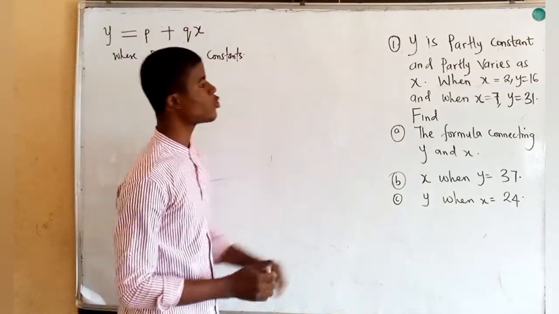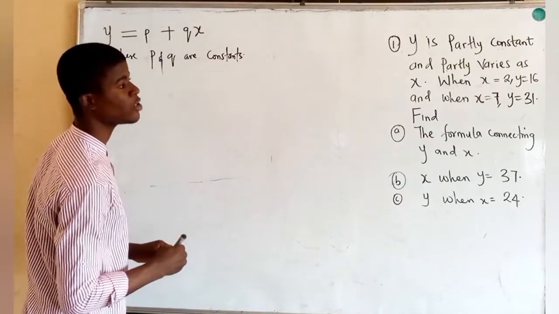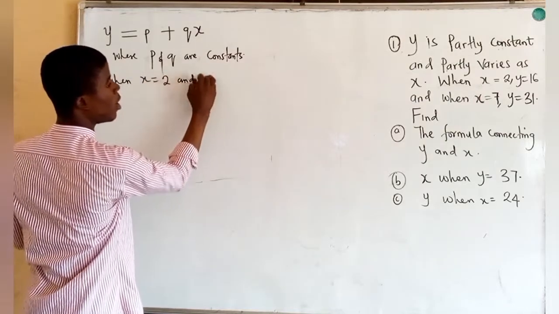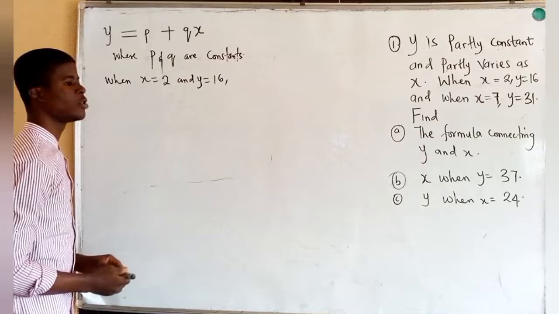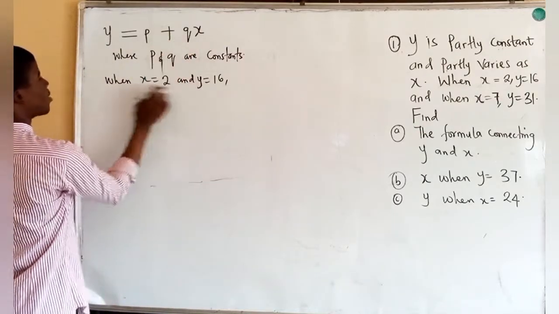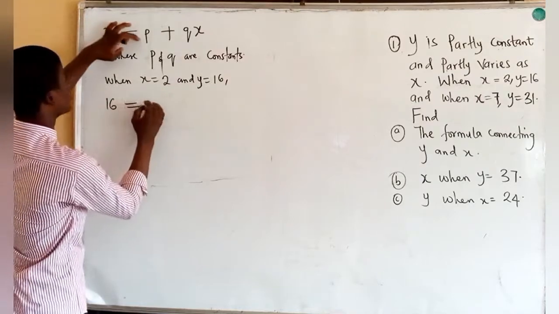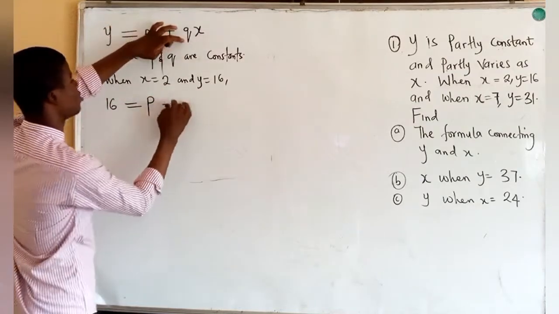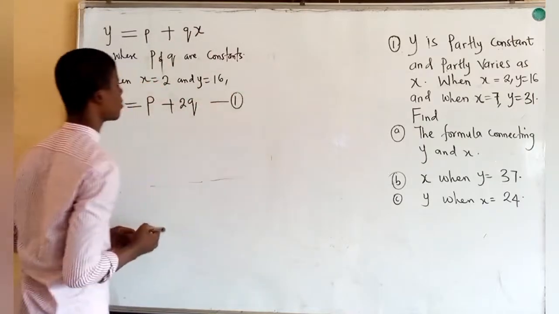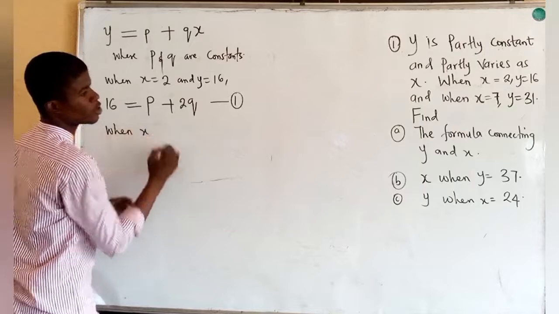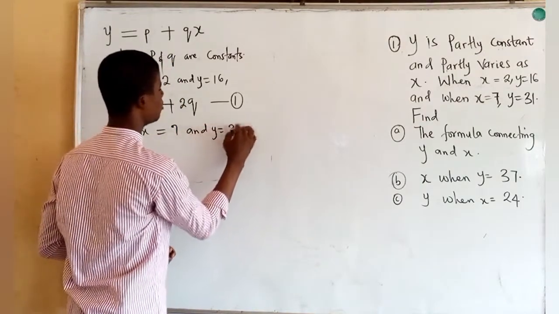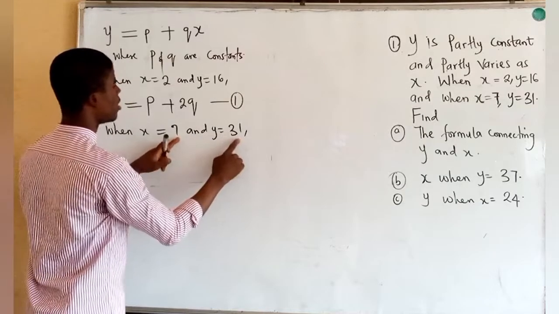Now, when x is 2 and y is 16, I'm going to demand your utmost attention. Let's substitute these values of x and y into this equation. y is 16, so 16 is equal to P, since we don't know the values of P and Q yet, plus x, which is 2, so 2 times Q is 2Q. This is equation 1. When x is 7 and y is 31, these values also will be substituted into this equation.